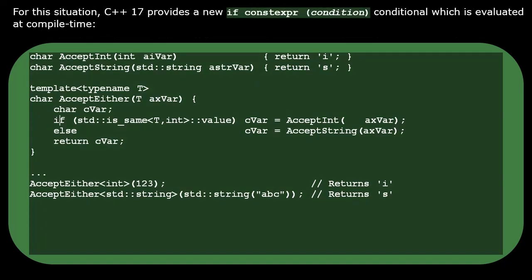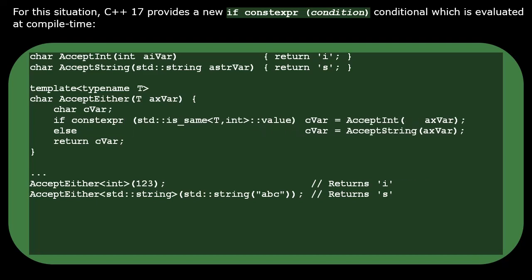C++17 provides us with this solution. Now don't be confused by this constexpr keyword. This is not a compile time constant. Unfortunately, C++ has reused the same constexpr keyword for multiple purposes. In this case, if constexpr creates compile time conditional compilation, only the if branch or the else branch will get compiled into the executable software.